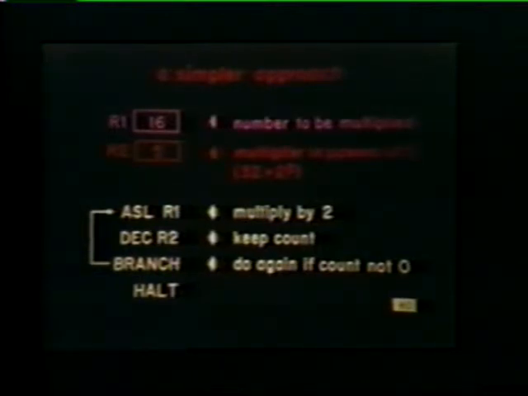If the count is not 0, the program branches back and goes through the process again. After the program has looped 5 times, or has multiplied a number by 2 to the 5th, the counter will be at 0 and the program will stop.